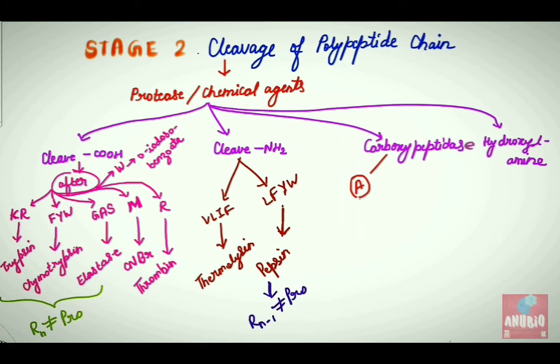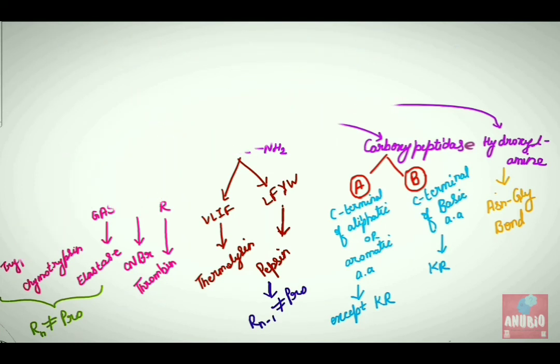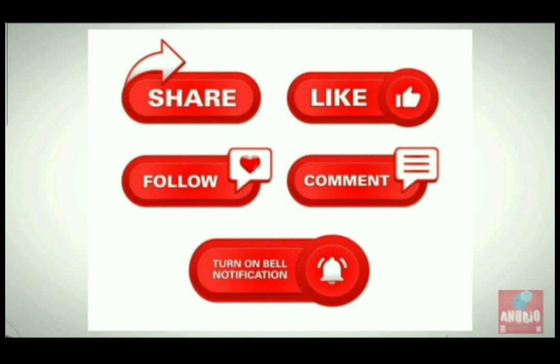And then carboxypeptidase, which we know is of two types, carboxypeptidase A and carboxypeptidase B. A will cut at the C terminal of aliphatic or aromatic amino acids, except arginine and lysine, and it also does not cut proline. Carboxypeptidase B cuts at the C terminal of basic amino acids, lysine and arginine, opposite of A. Hydroxylamine has a different kind of cut: it cleaves the asparagine-glycine bond. So we have studied the cleavage of the polypeptide chain. Till now we have studied two steps of protein sequencing, and the next step will be discussed in the next video. Thank you.